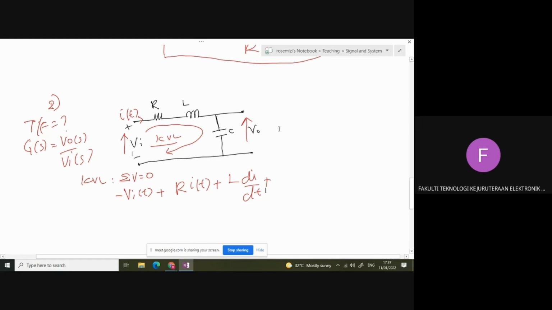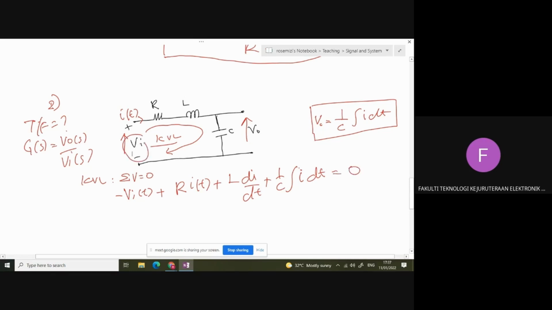We call this one the capacitor. So what is the voltage for a capacitor? We know that the voltage for a capacitor, V capacitor, is equal to 1 over C integral of I dt. This one is the voltage for the capacitor. So plus 1 over C integral I dt equal to 0. Okay, KVL.